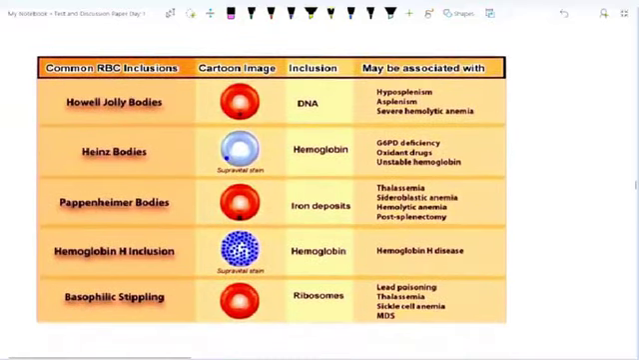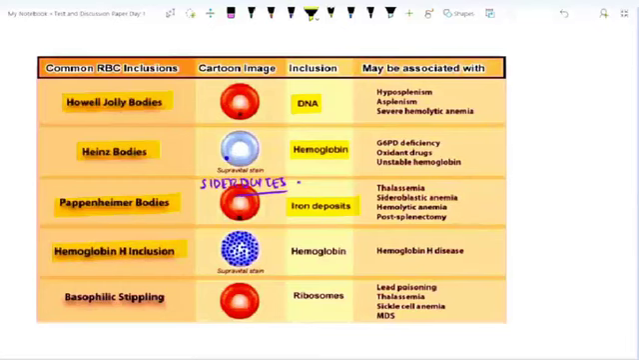Now I've brought this table to see what all we require supravital stain for. Howell-Jolly bodies are remnants of DNA. I do not need a special stain to visualize them, so I will use my routine Romanowsky stain. Heinz bodies are seen as denatured hemoglobin, and to visualize that I need supravital stain. Pappenheimer bodies are iron deposits. The cells which have Pappenheimer bodies are called siderocytes. Again, a sign of ineffective erythropoiesis. So you see it in these conditions, iron deposits. You don't need a special stain.